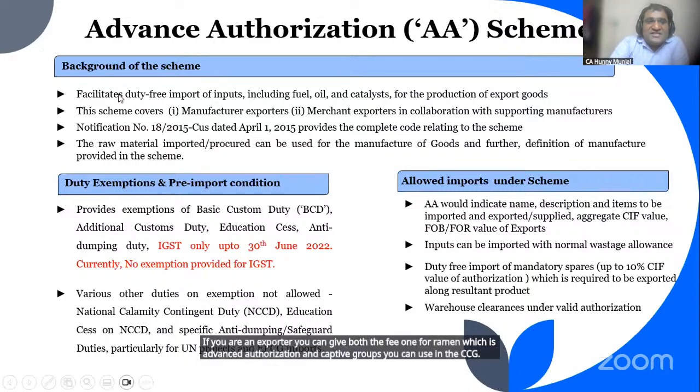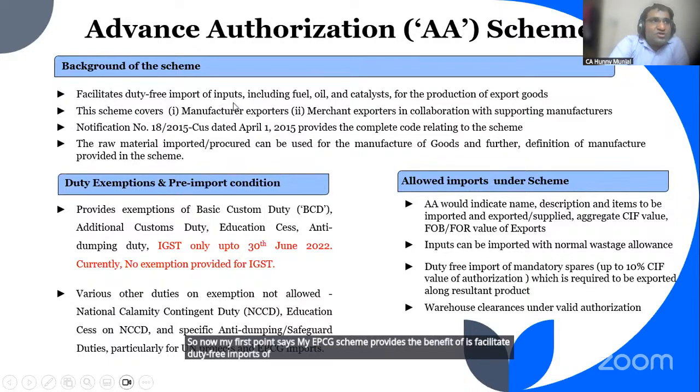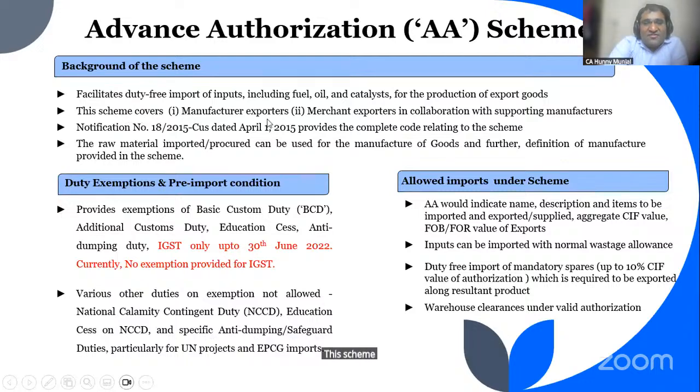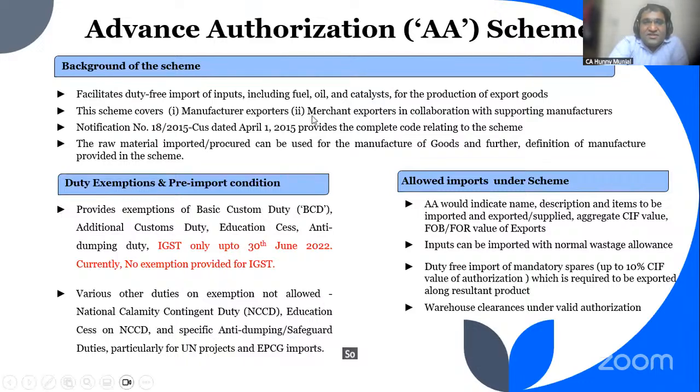Now, the advanced authorization scheme provides the benefit of facilitating duty-free imports of inputs, which is raw material, including consumables like fuel, oil and catalyst, for the production of export goods. This scheme also covers a manufacturer exporter and a merchant exporter tied up with a supporting manufacturer. But the major difference here is that if you are a service provider, you can use the EPCG scheme, but you cannot use the advanced authorization scheme. So this is the first difference between EPCG and advanced authorization.